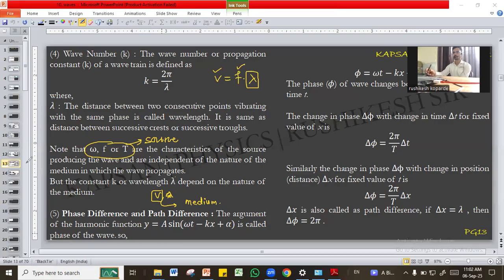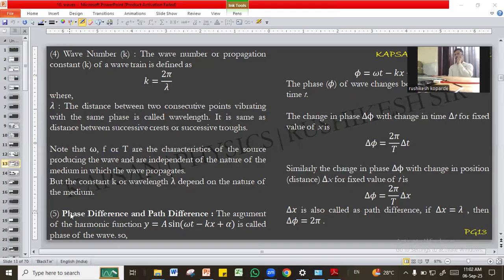So when I speak in air, frequency will remain the same even if I change the medium to water. When I speak in water, when I speak in air, what will remain the same? Frequency. And what will change? Speed and wavelength accordingly. Who decides the speed? Medium. Who decides the frequency? The source.